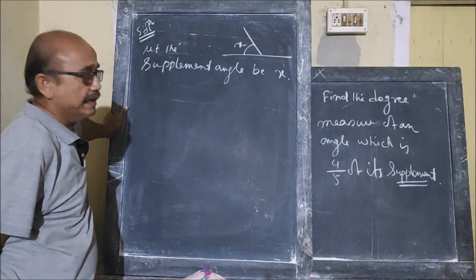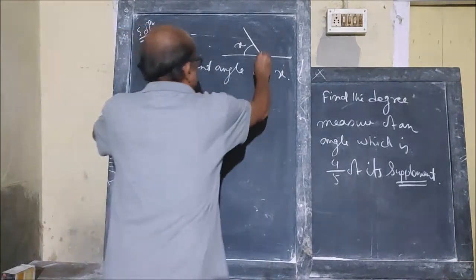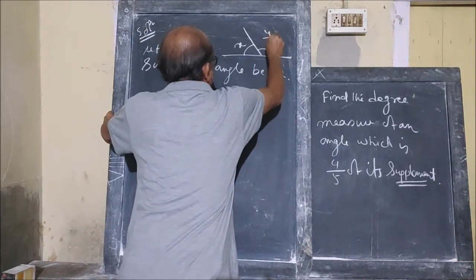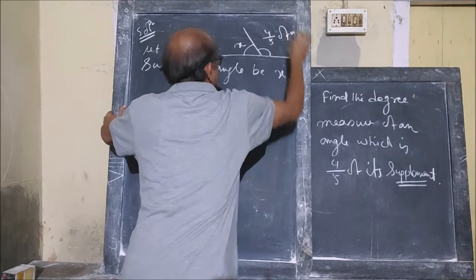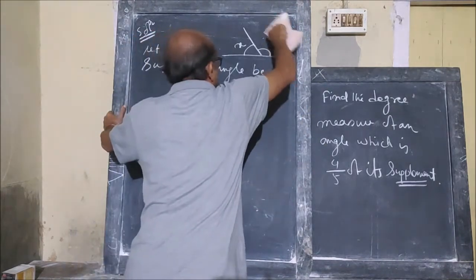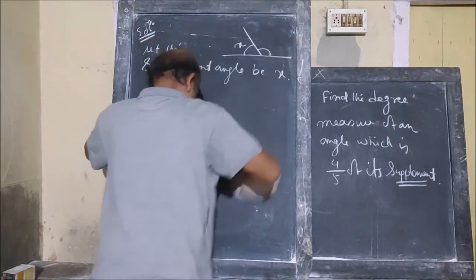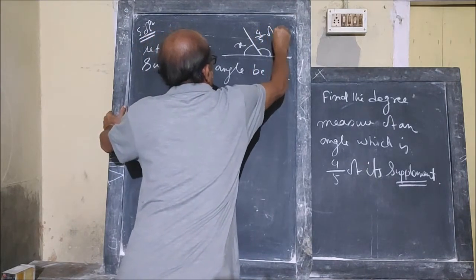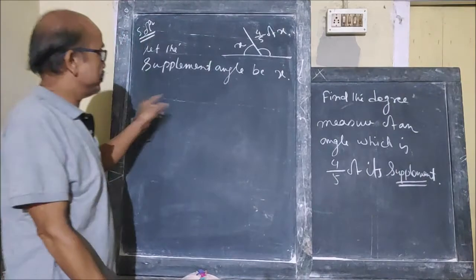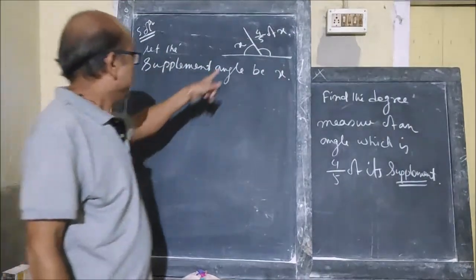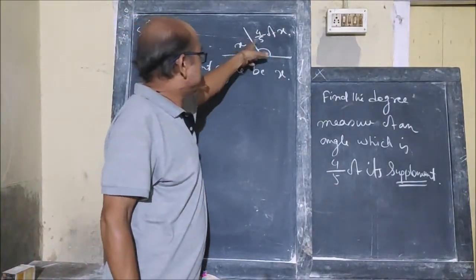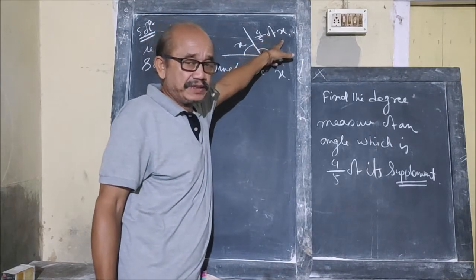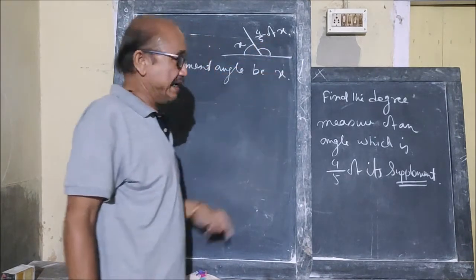Then the other is what? 4 by 5th of X. The question is this one: the supplement angle is X, then the other is what? 4 by 5th of X. So we can write this.